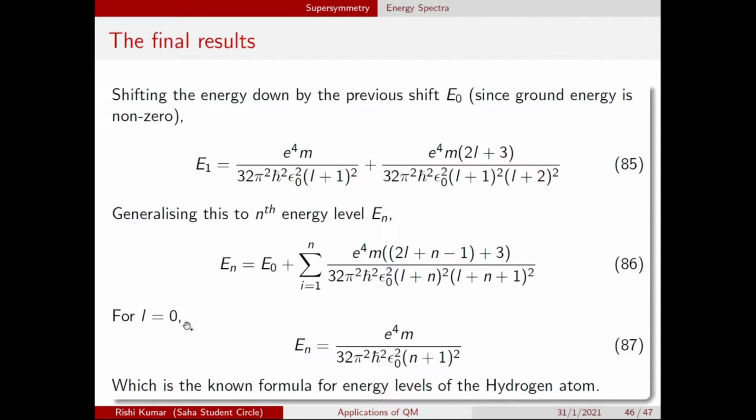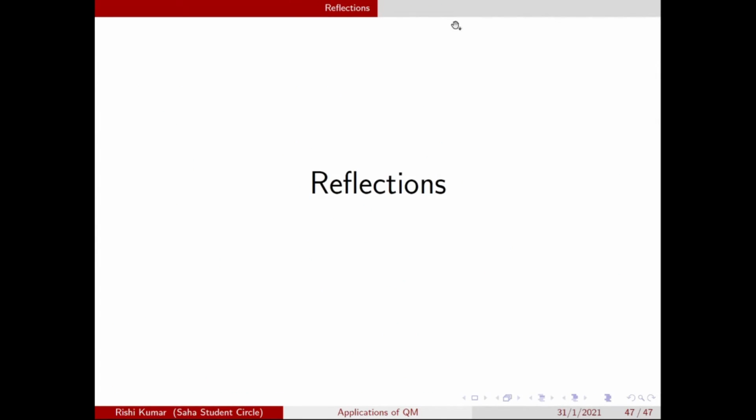So for L equals 0, we have En to be just this simple thing here: e to the power 4 m over 32 pi squared h bar squared epsilon naught squared, in brackets, n plus 1 whole squared. This is the known formula for the energy levels of the hydrogen atom. If you substitute values into this equation, you get the precise energy values of each excited state, as we have practically observed. So I think that is the conclusion.